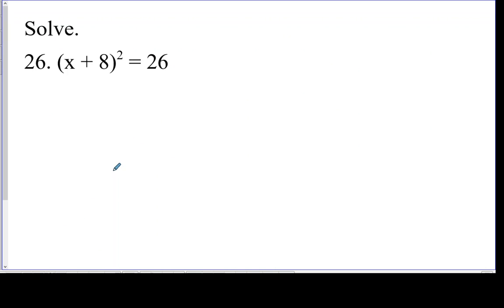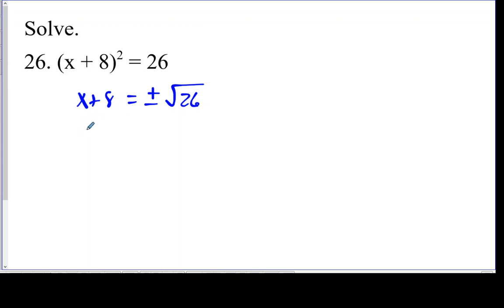26, you're solving these. So you don't have anything outside the parentheses. This expression is squared, so since x is inside the parentheses, you want to undo that square so you can then isolate the x. So if you take the square root of both sides, that's going to leave you with x plus 8 on this side, and on the other side, it's going to be the positive or negative square root of 26. So then you would need to get the x by itself by subtracting 8.